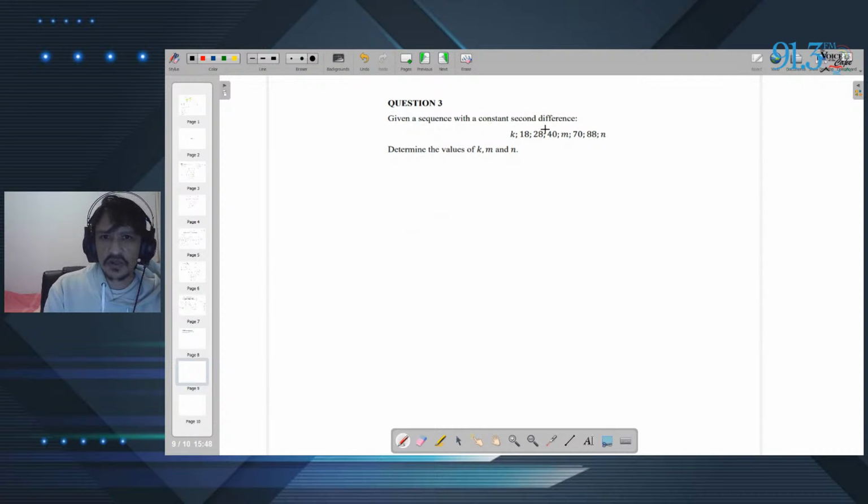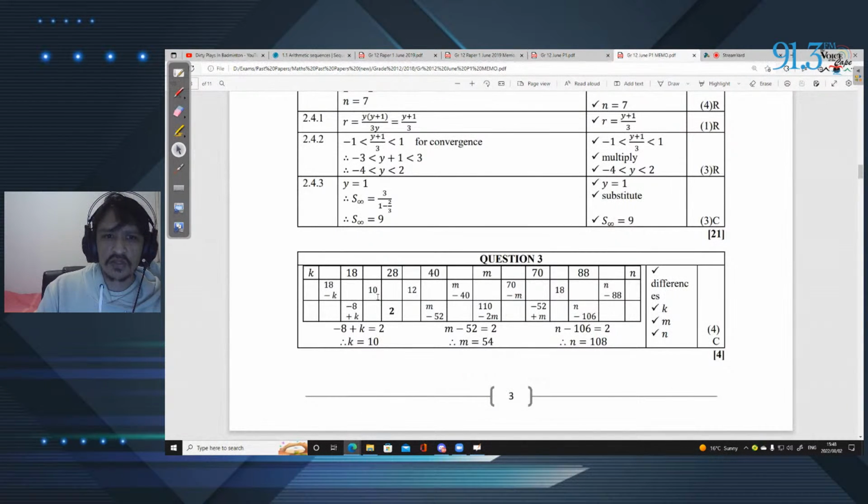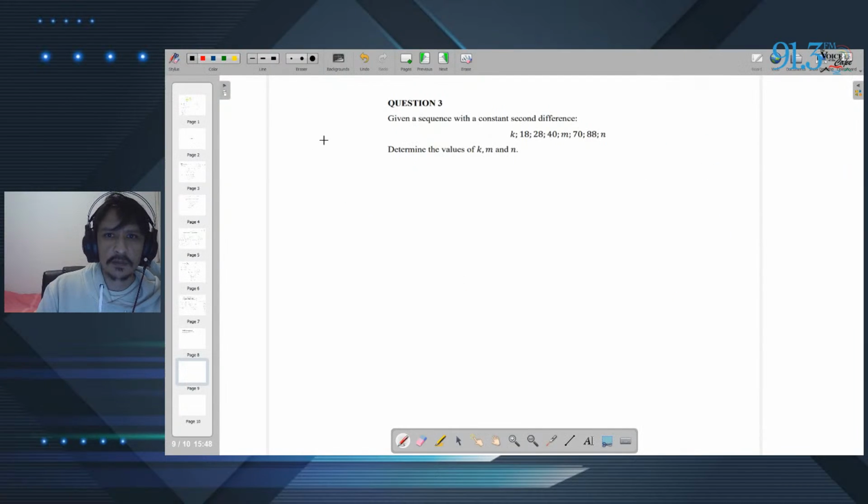All right, so they tell us we have a constant second difference. And we can see here our second difference is supposed to be 28 minus 18. Actually, I think they made a mistake in the memo now that I'm looking at this question. Just give me a second. Oh, sorry, second difference. That was first difference. Yes, no, they did not make a mistake. Okay, go back here. Now, let's take a quick look. So we'll write out our terms. K, 18, 28, 40, M, 70, 88, and N.